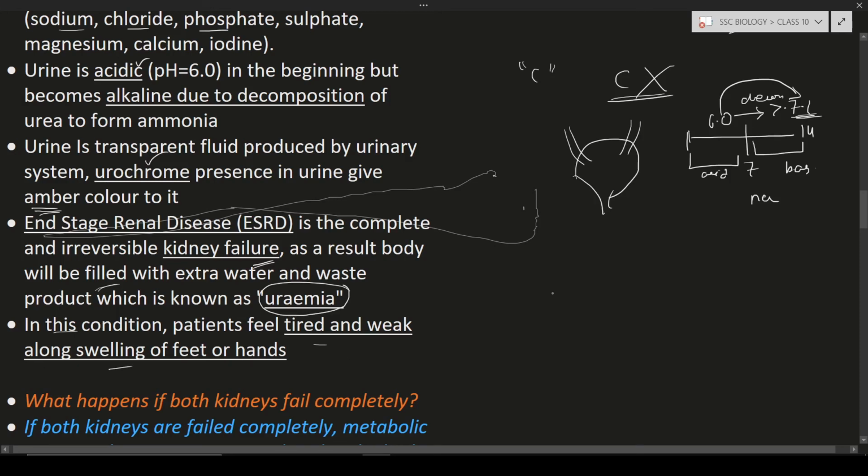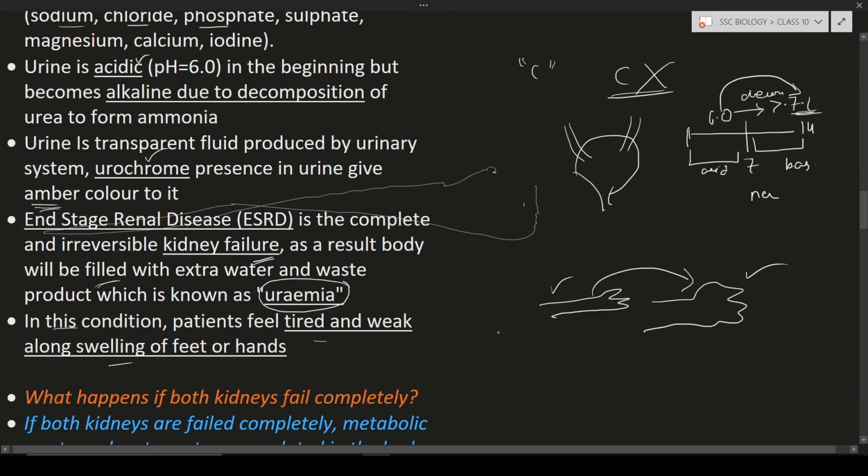along with swelling of the feet and hands. Swelling is nothing but an increase in size. Let us consider this is the hand, a normal hand. In these people, the hand will be a little bit larger. Why? Because the water will accumulate. As a result, the normal hand will be like this, and the ESRD patients' hands will be like this. It means the swelling will be seen due to the accumulation of water and also waste materials. Why will the accumulation be seen? Because the kidneys are not functioning to remove the water and waste materials from the body. It is known as uremia.